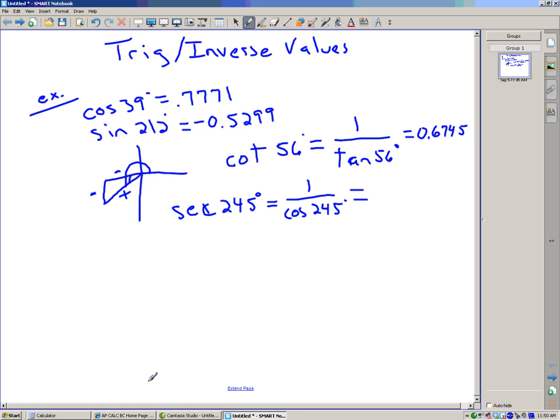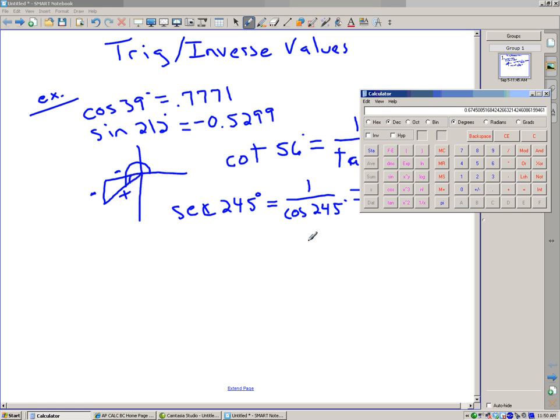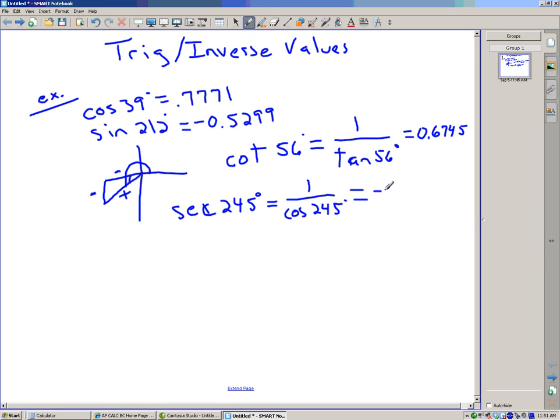I'm going to have to do mine a little bit differently from my computer screen. I'm going to have to find the cosine of 245. I wonder why that's negative again. And then 1 divided by that, and you should get negative 2.3662. Negative 2.3662. Why was this answer negative? I want to look at that again.